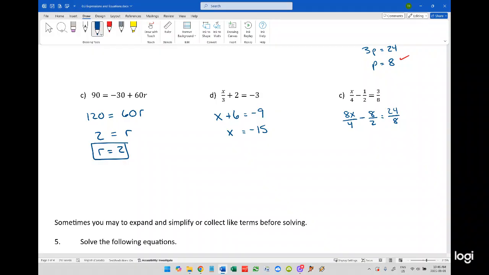And now I can simplify a little bit. 8 divided by 4 is 2x. Minus 8 divided by 2 is 4. 24 divided by 8 is 3. And then from there, I'm going to add 4 to both sides. And then I'm going to divide both sides by 2. And I'll just leave my answer as a fraction, 7/2. That's fine.